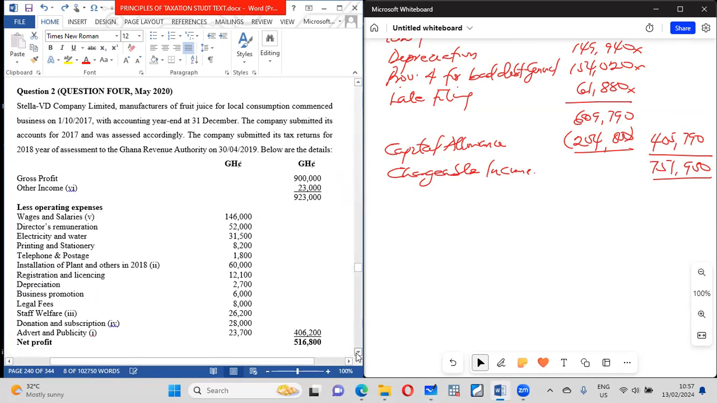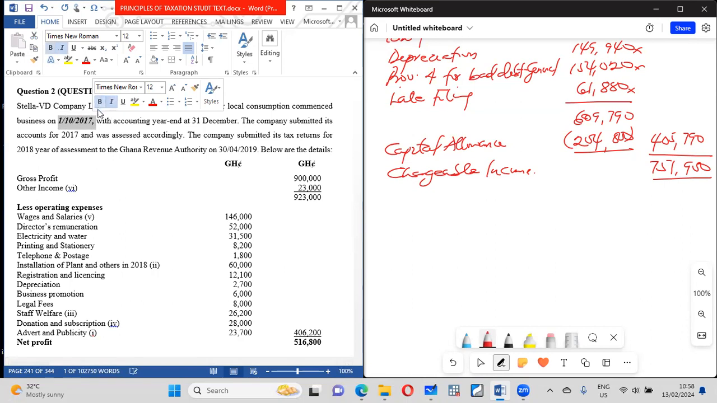So we have another question here. Question 2, similar to our question 1. It says that Stella VD, a manufacturer of fruit juice in a local market, commenced business on this date. This is something you have to take note of, very carefully, because if you are going to compute any capital allowance, you have to be careful because of this date. The company submitted their account in 2017 and was assessed accordingly. The company submitted tax returns for the 2018 year of assessment, and they did that on this date.